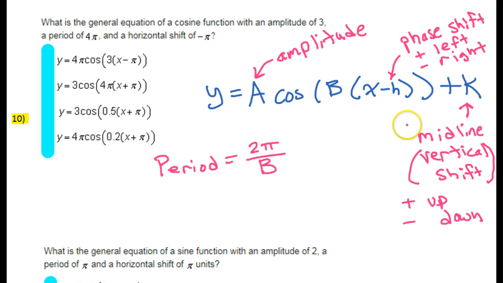So that's the background information that you need in order to answer this question. So let's see. The amplitude is supposed to be 3. So that allows us to eliminate 2 of these functions, because this number right in the front is going to be the amplitude. So this one has an amplitude of 4 pi, and so does this one. So that's wrong, so we can cross these out.